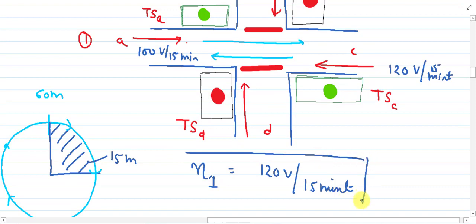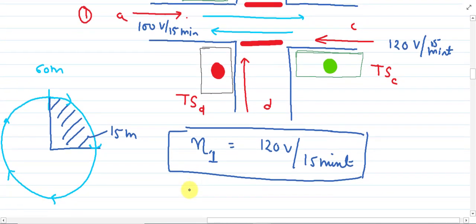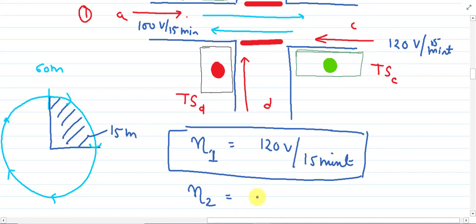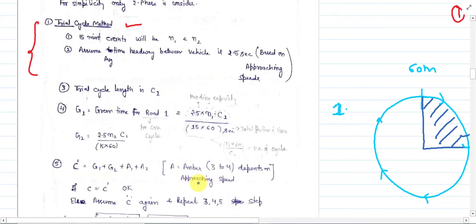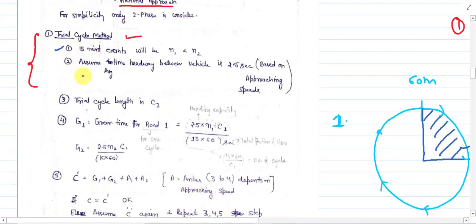at road 1. Similarly, we have n2, which is the maximum value of the traffic count for 15 minutes. Okay, so I will take any random value like 200. So you can see that in this case n1 and n2 are your counts. So this is step number 1.